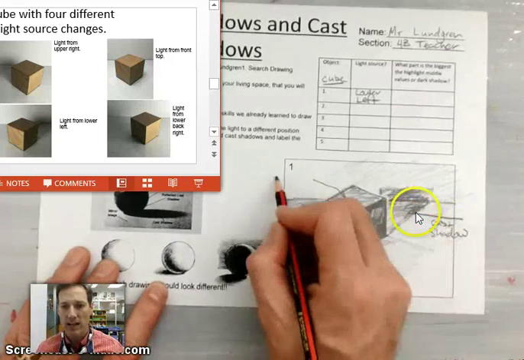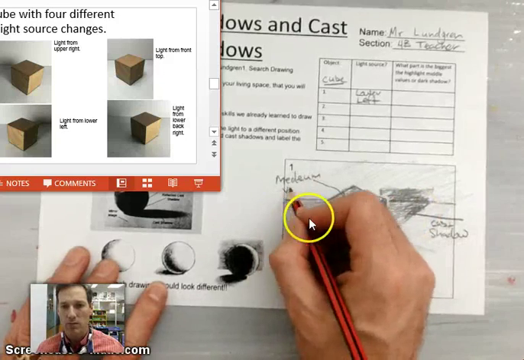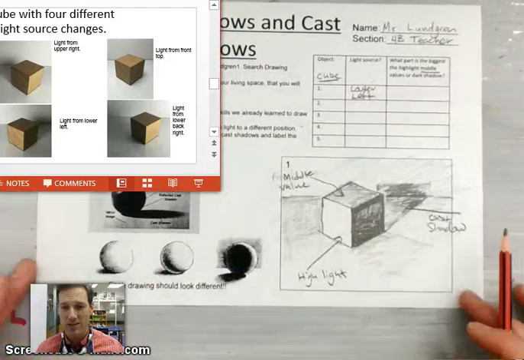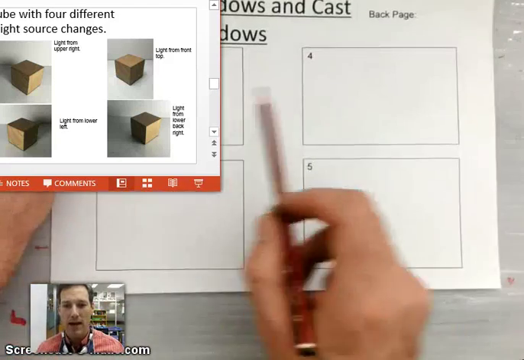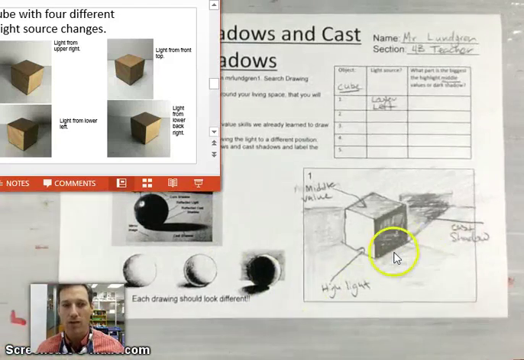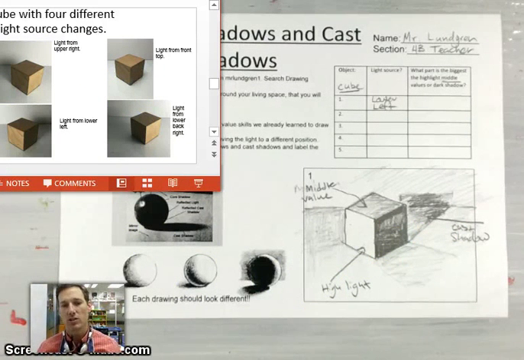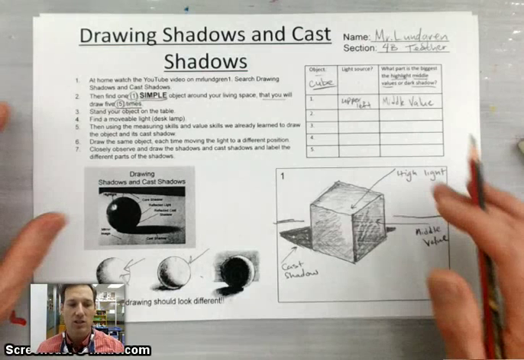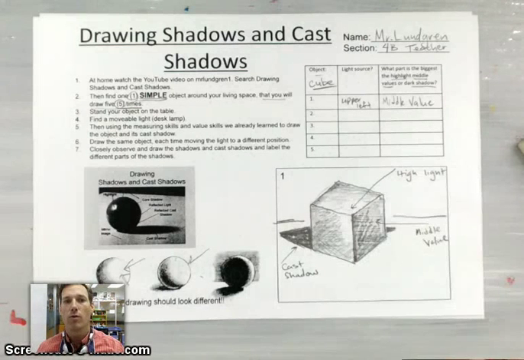Now I label my cast shadow, my medium tone, my highlight, and I actually decided to make that the middle value so it matches up there. So I've got those matched. Now you would draw the 4 other options of your object so that each object shows a different kind of shadow arrangement and a different cast shadow. Okay, so that is how to finish your drawing for your shadow and your cast shadow homework for art class.